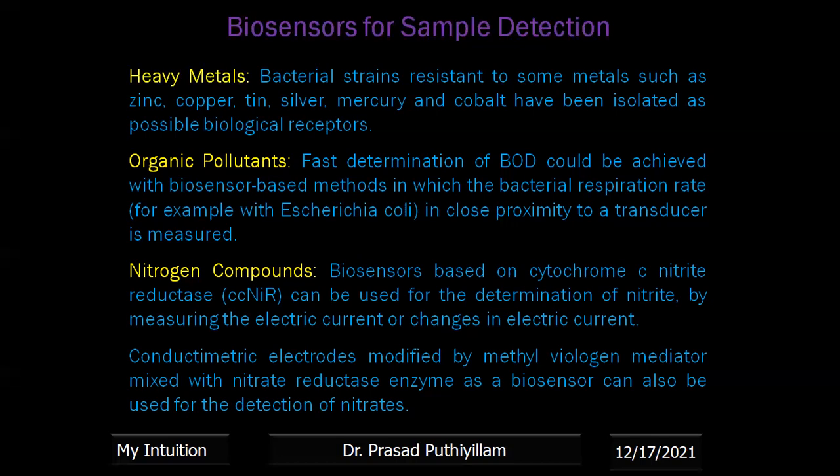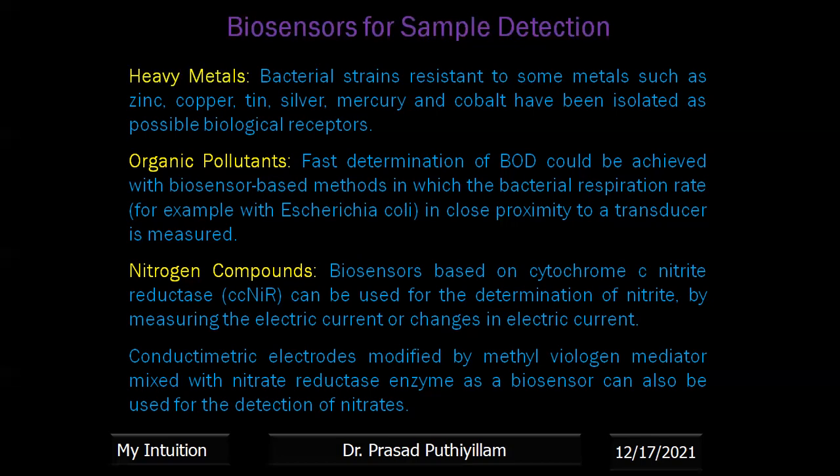So the biosensor based on cytochrome C nitrite reductase, that is CCNIR, can be used for the determination of nitrate by measuring the electric current or changes in electric current. These are very fast sensing. The response is very fast, within 5 seconds or so. It will give linear changes as a response.